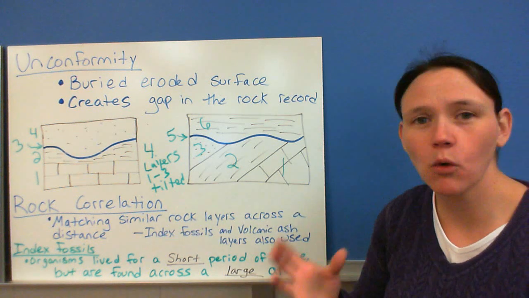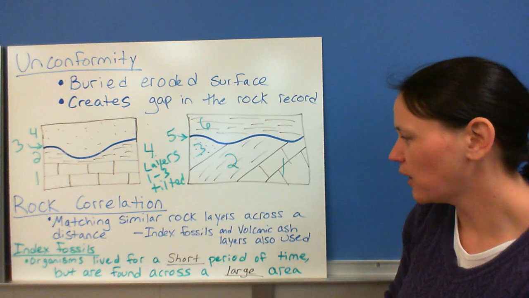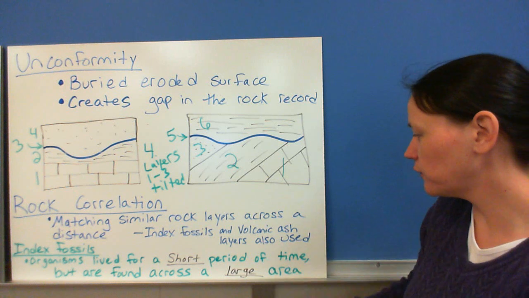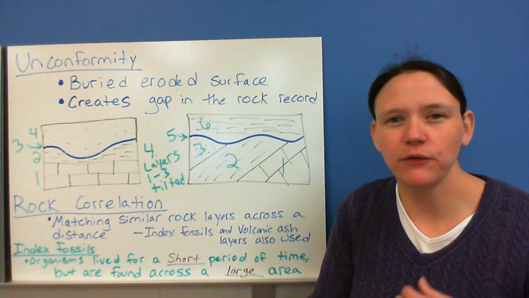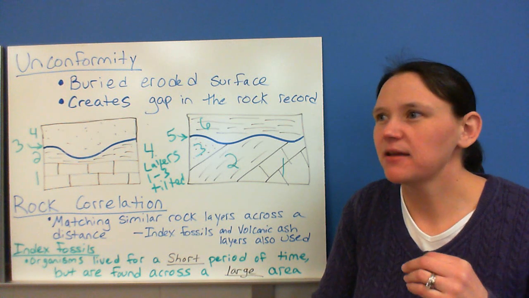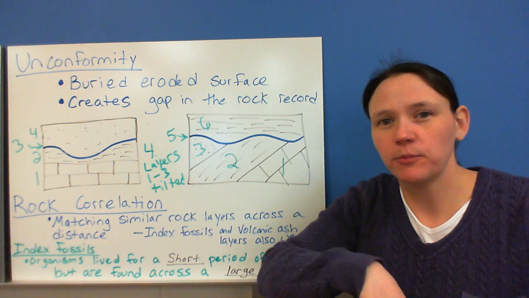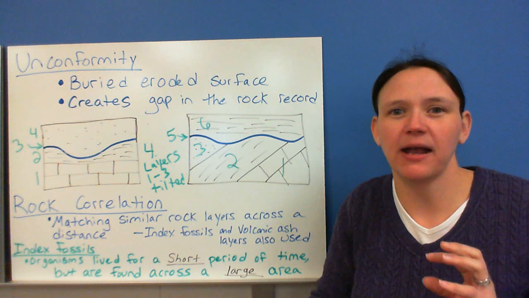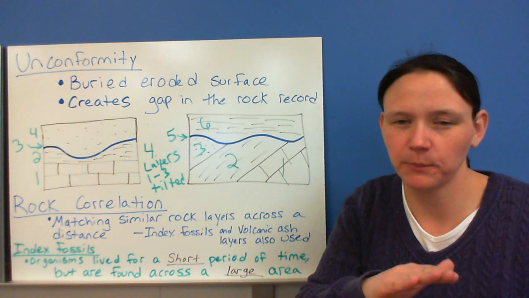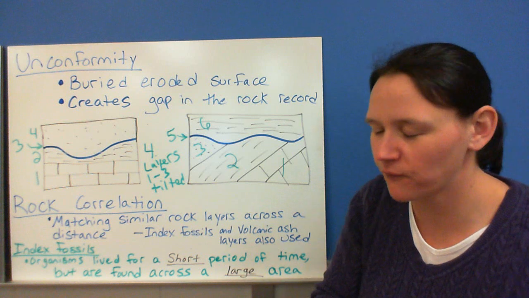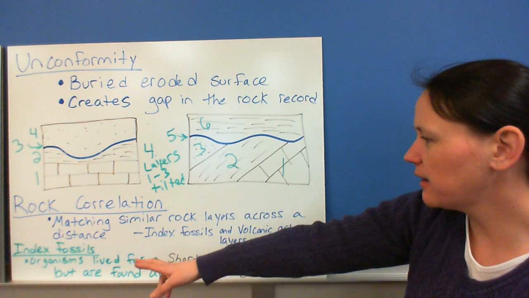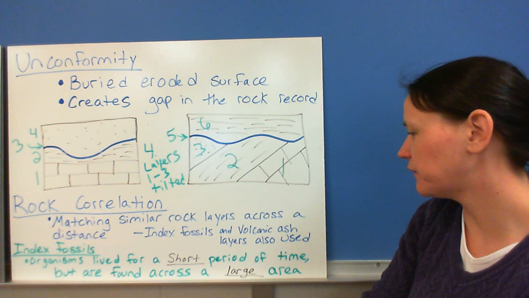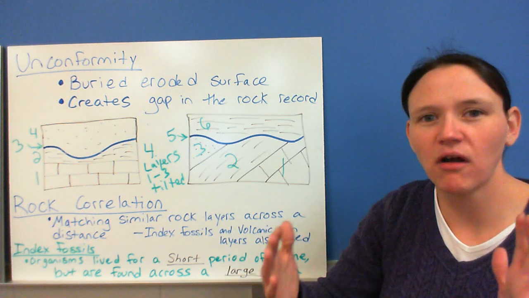And the way that we can correlate or match up the rock layers, a lot of times we use things called index fossils, and you can also use volcanic ash, because if you think about volcanic ash, an eruption is going to produce that ash. An eruption won't last for a huge amount of time, so it helps you narrow things down to a specific period of time. Index fossils are organisms that lived for a short period of time but are found across a large area.